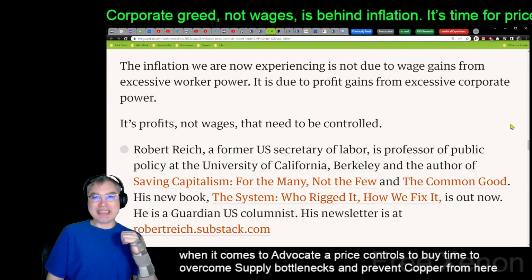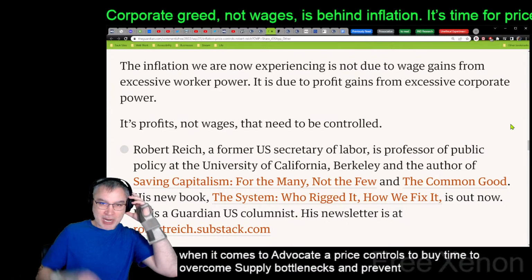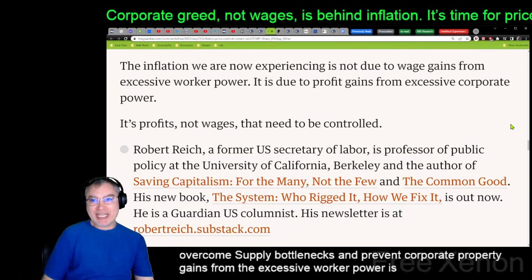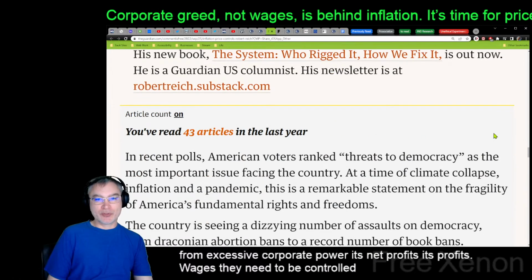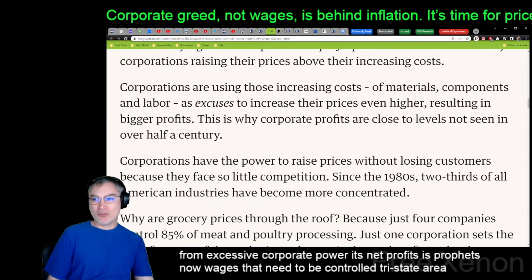The inflation we are experiencing is not due to wage gains from excessive worker power. It is due to profit gains from excessive corporate power. It's profits, not wages, that need to be controlled. True statement. There we go.